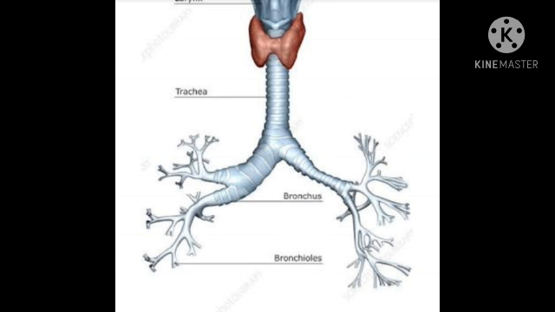If you look, bronchioles are just like the roots of a tree. They spread inside the soil, and in the same way they spread inside the lung and cover each and every part of the lungs. And at the end of the bronchioles, you will find bubble-like, grape-like small structures, which are known as the alveoli. So let us learn about the alveoli.